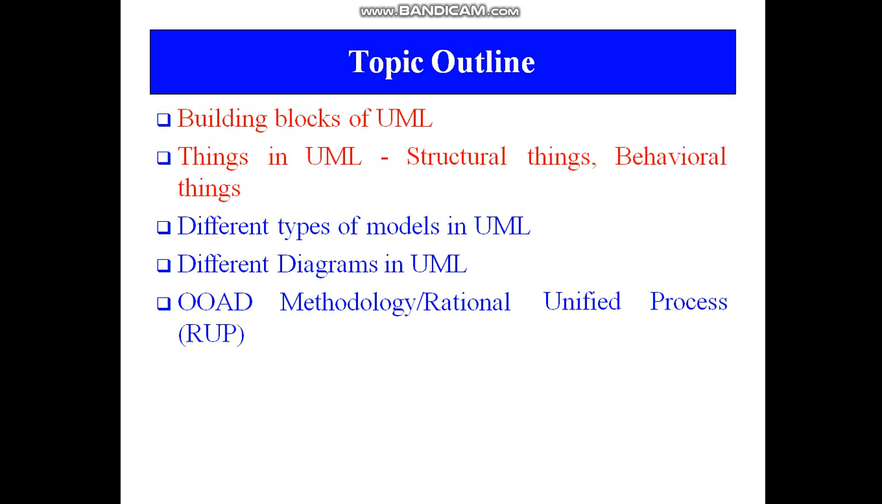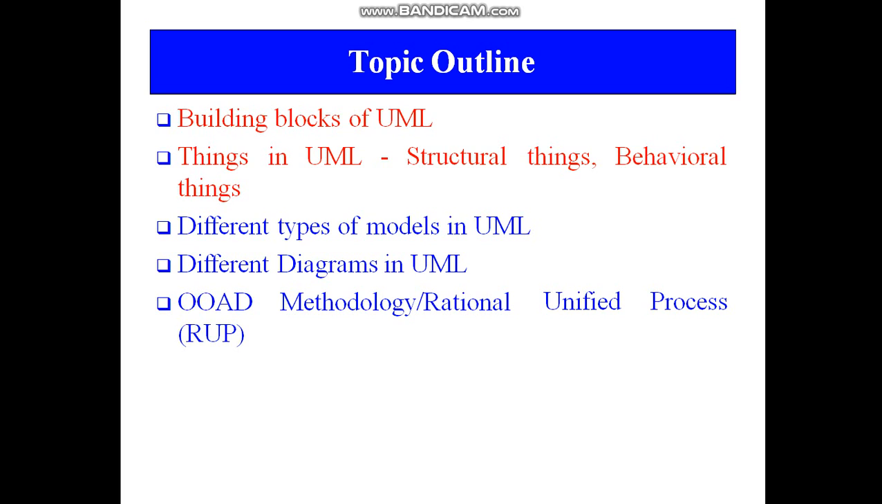Different types of diagrams in UML. There are two types of diagram. Next one is a structural diagram and second is a behavioral diagram. The structural diagram consists of class diagram, object diagram, component diagram, deployment diagram, package diagram, composite structure diagram, profile diagram.